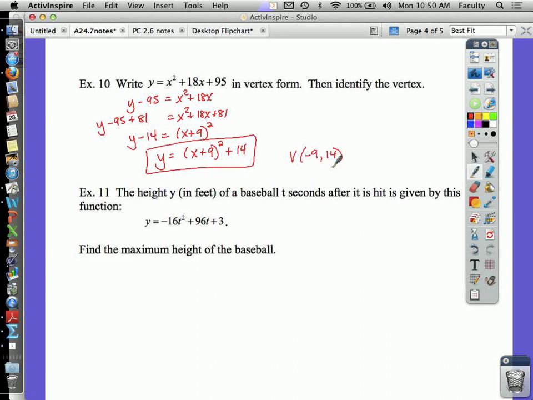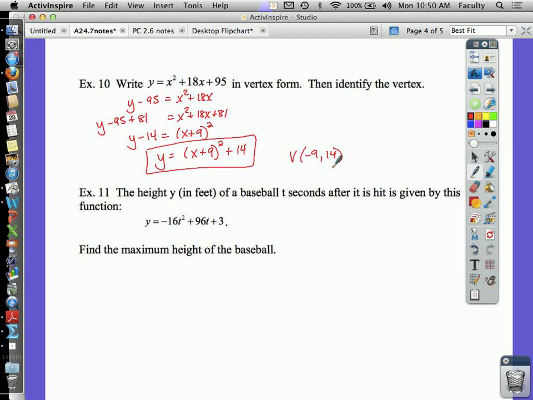When you're done, check that you have y equals x plus 9 squared plus 14. That's the vertex form. And then the vertex, remember, it's the opposite of the inside, the same as the outside. So it's negative 9 comma 14. Any questions on vertex form? Were we getting the hang of completing the square?